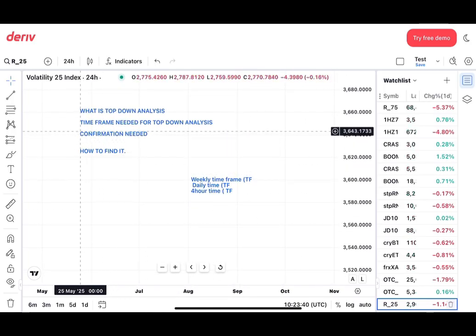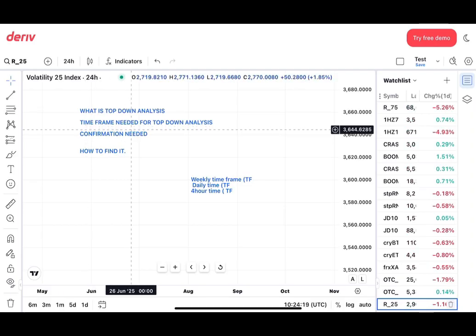The only confirmation you need for the top-down analysis before executing the trade. You can't just execute the trade when the market is at a POI without any confirmation. So you need at least 2 confirmations. 1 is the pin bar or doji confirmation. Whenever you see the doji candlestick or the pin bar candlestick, that signifies that there's a rejection in that area. And the second confirmation needed is bearish or bullish confirmation: a long, large bearish or bullish candlestick.